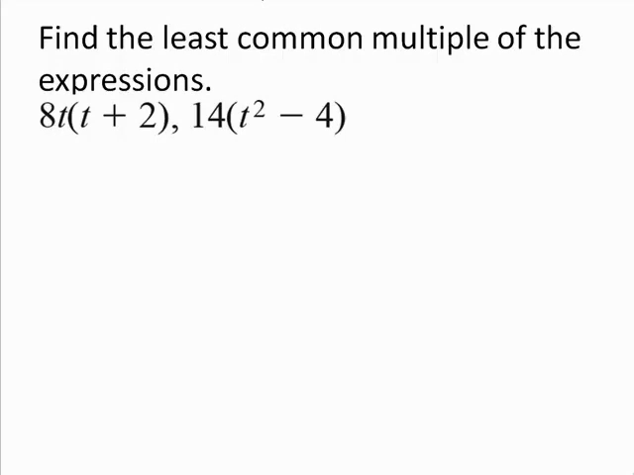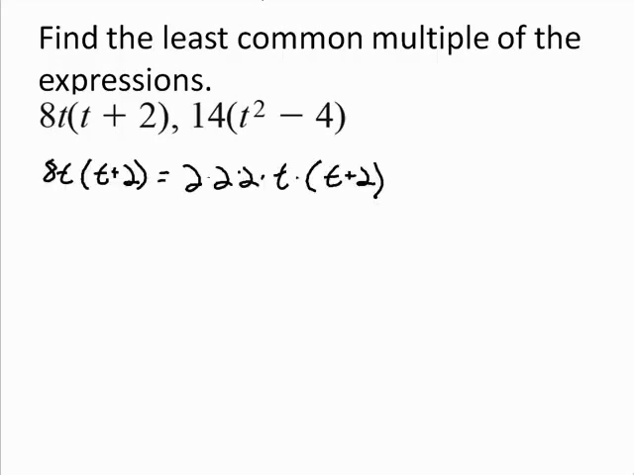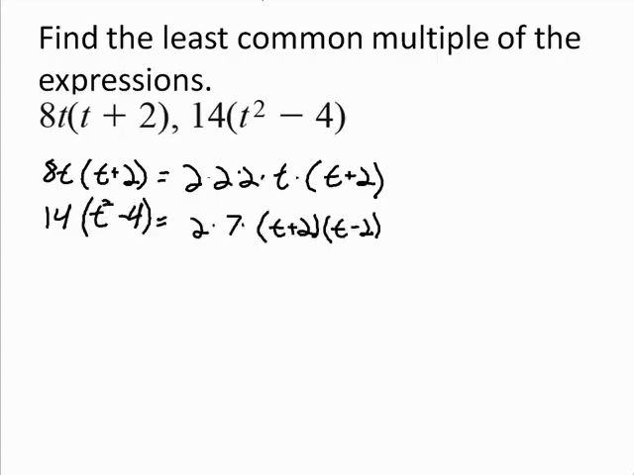Find the least common multiple of the expressions 8t times the quantity t plus 2 and 14 times the quantity t squared minus 4. 8t times the quantity t plus 2 can be written as 2 times 2 times 2 times t times the quantity t plus 2. And 14 times the quantity t squared minus 4 can be written as 2 times 7 times the quantity t plus 2 times the quantity t minus 2.